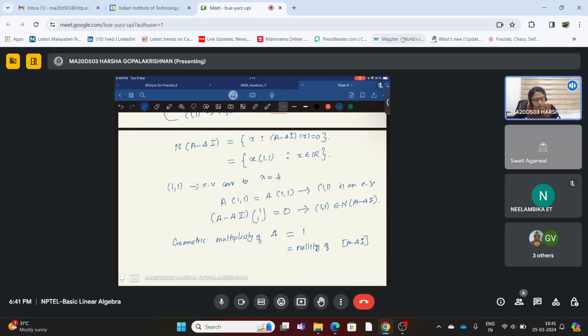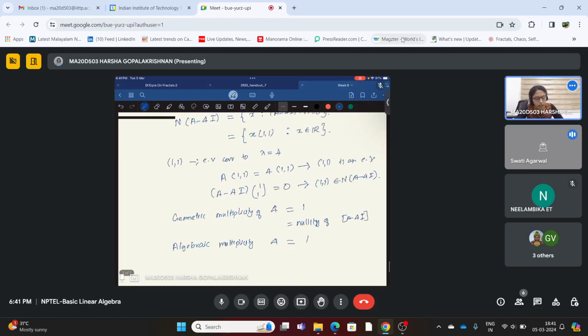Okay. Before that I should have asked, what is algebraic multiplicity? The number of times the root is repeated, the number of times the root comes in the characteristic equation. So here it was only one time. It was like (lambda minus 1) into (lambda minus 4). So this is also 1.